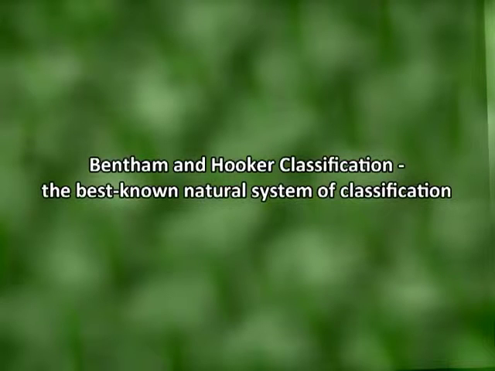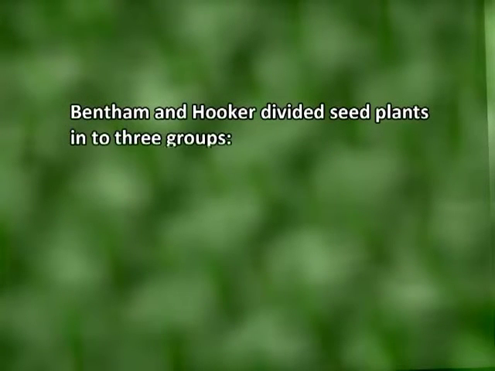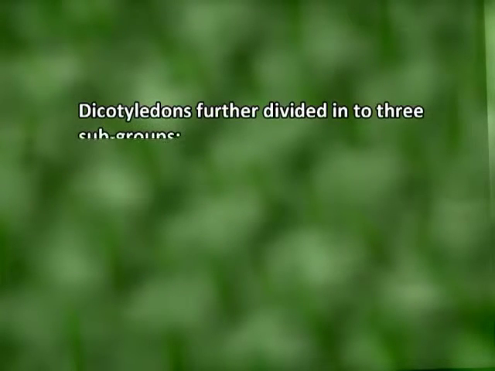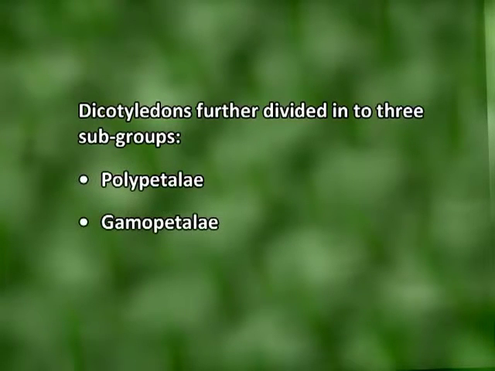The best known natural system of classification is that of Bentham and Hooker. They divided seed plants into 3 groups: dicotyledons, gymnospermae, and monocotyledons. Dicotyledons were further divided into 3 subgroups: polypetalae, gamopetalae, and monochlamydeae.